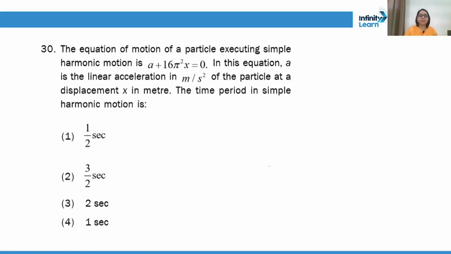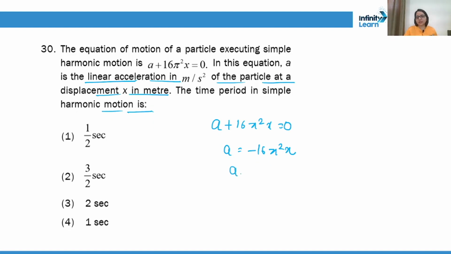Question number 30. The equation of motion of a particle executing SHM is A plus 16 pi square x is equal to 0. So you can write A is equal to minus 16 pi square into x. In this equation, A is the linear acceleration in meter per second square of the particle at a displacement x in meter. The time period in simple harmonic motion is?